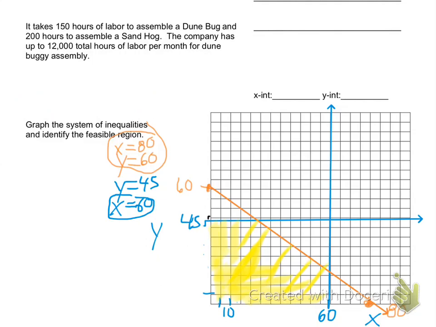So we have an intersection there at 0, 45. Well, we have a 0, 0 really, if you wanted to consider that one. Of course, at 0, 0 we're not going to make any money. We have another intersection here at 60, 0.